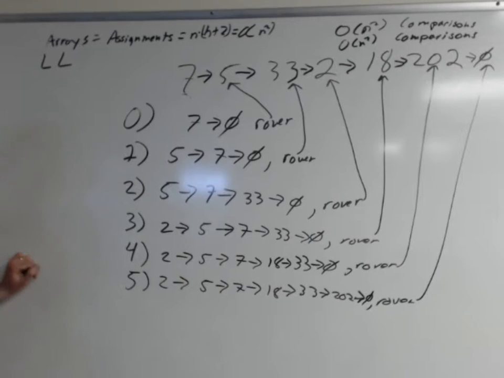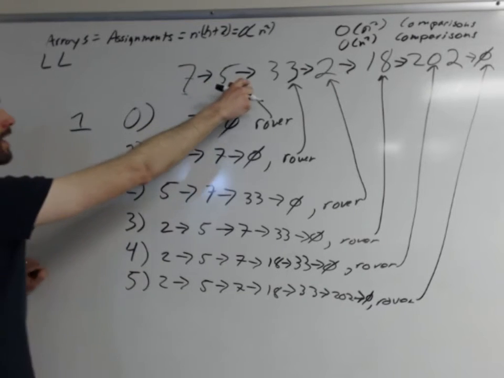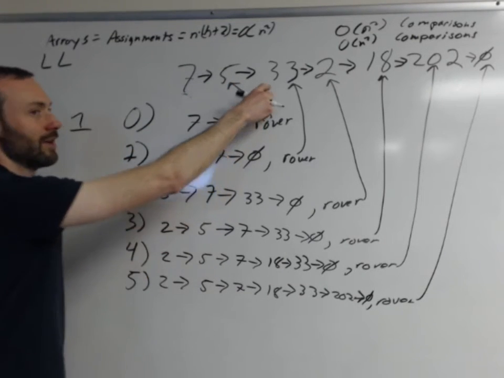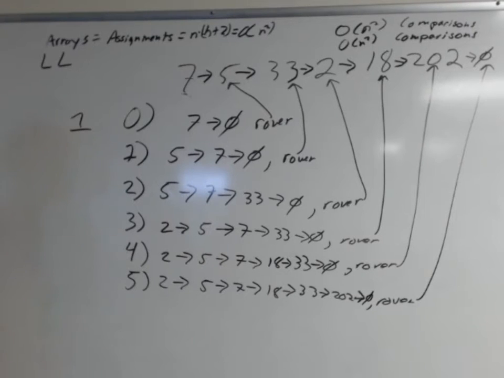How many assignments were done here? Actually, yeah, there were 2. Wait, hold on. No, there's just 1. You moved this arrow to point to that 7 instead of pointing to that 33. That was it. That's all you did. How about the 33? 2. Not necessarily. What about the 2? How many assignments did you have to do?